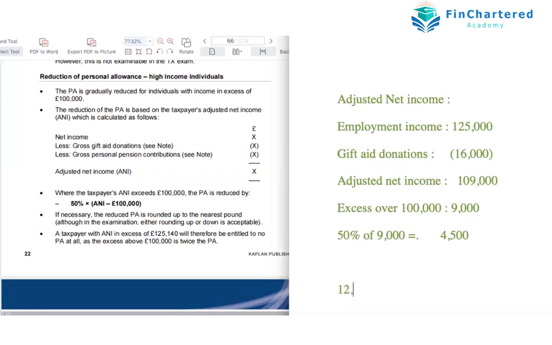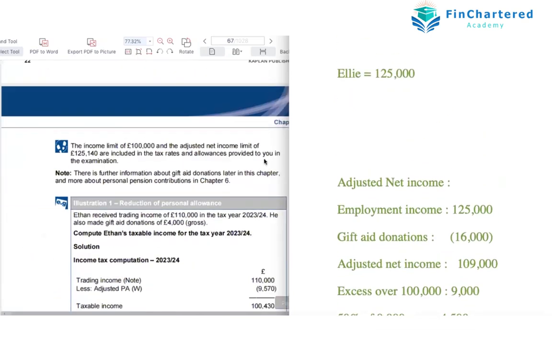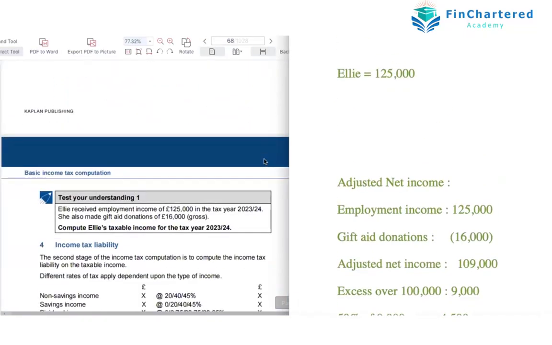Normally, the personal allowance is 12,570 minus 4,500, which is how much? 8,070. Correct? So her personal allowance becomes 8,070. So Ellie has an income of 125,000, from which there is what?